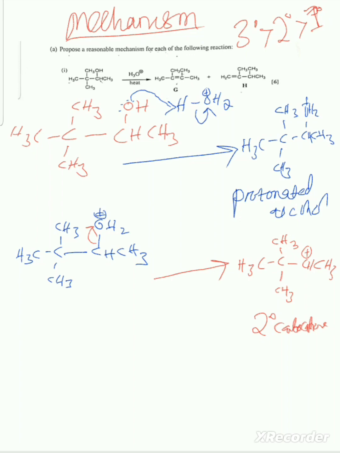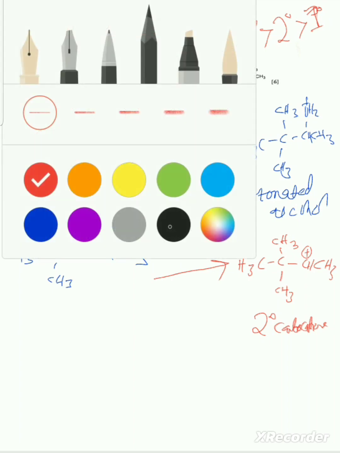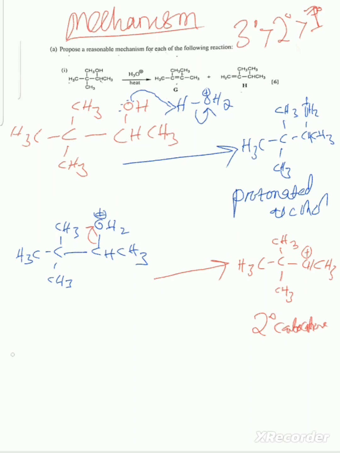So now what am I going to do? Let me change the color. I'm going to write like this. Here CH3, then here C, then here CH3, CH3 like that one. Then here I'm going to write CH, then with a positive like that.